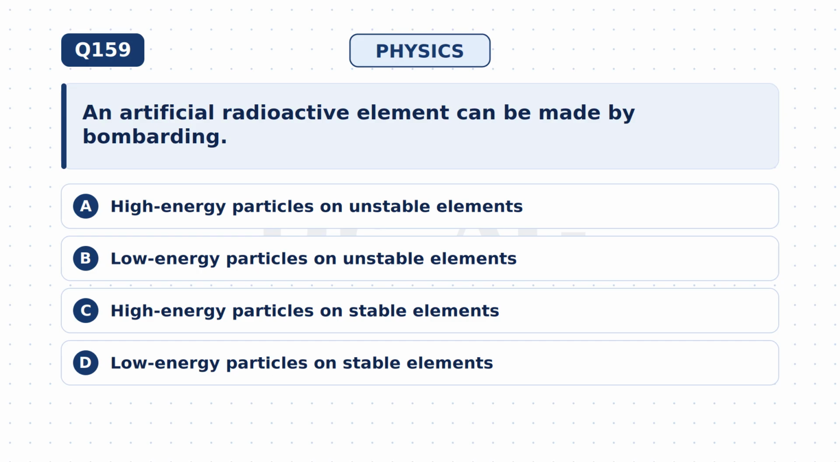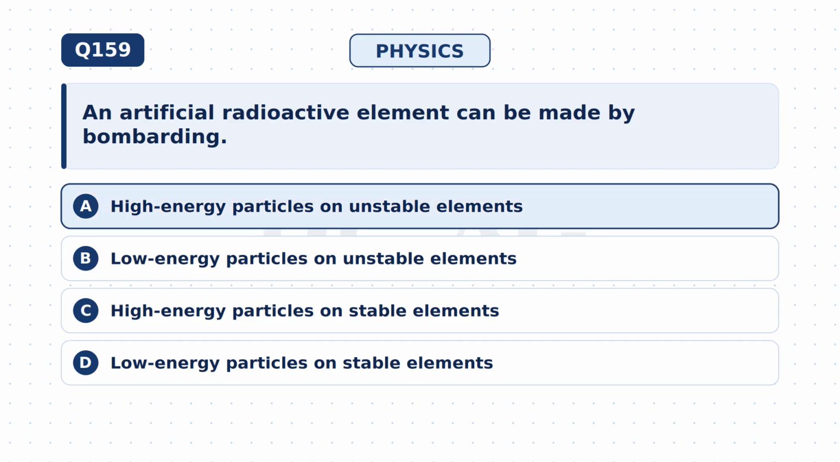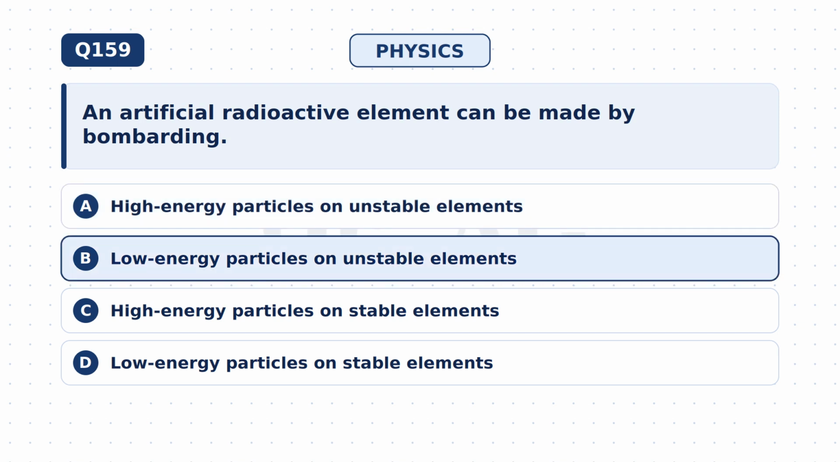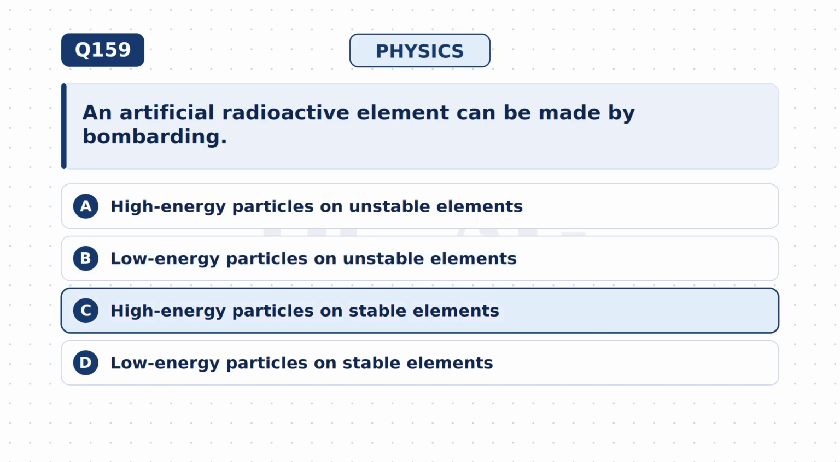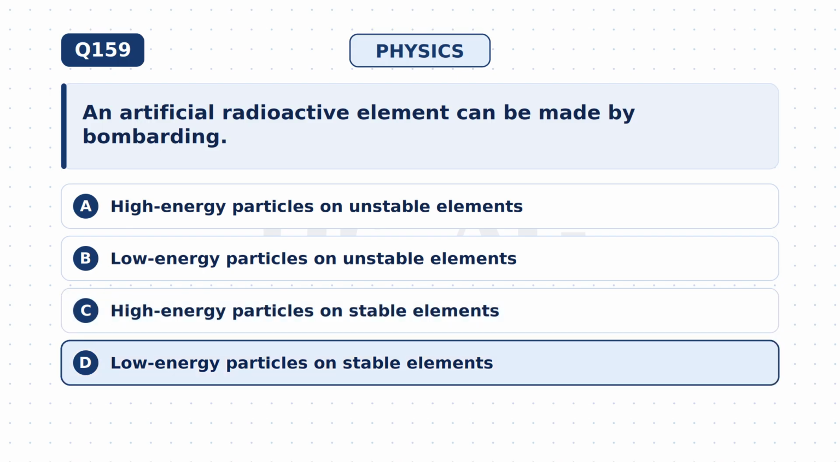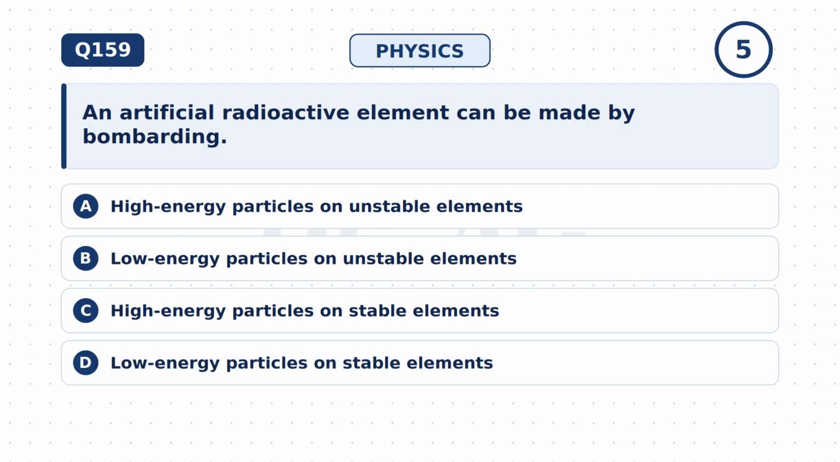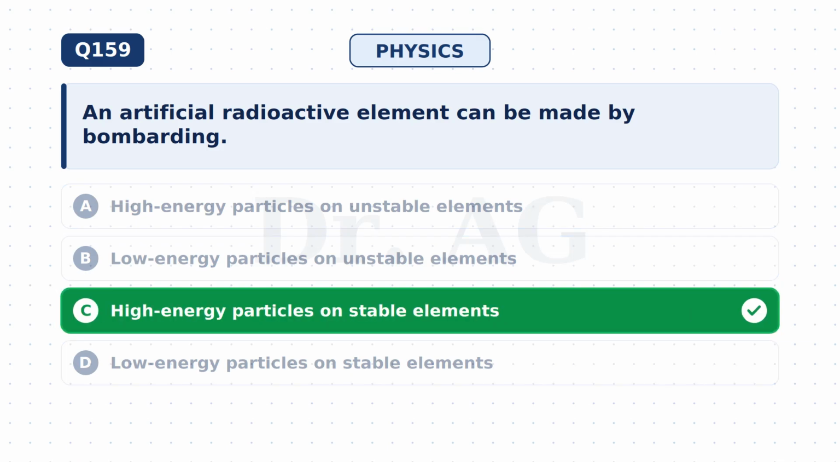Question 159. An artificial radioactive element can be made by bombarding. Option A, high-energy particles on unstable elements. Option B, low-energy particles on unstable elements. Option C, high-energy particles on stable elements. Option D, low-energy particles on stable elements. The correct answer is C, high-energy particles on stable elements.